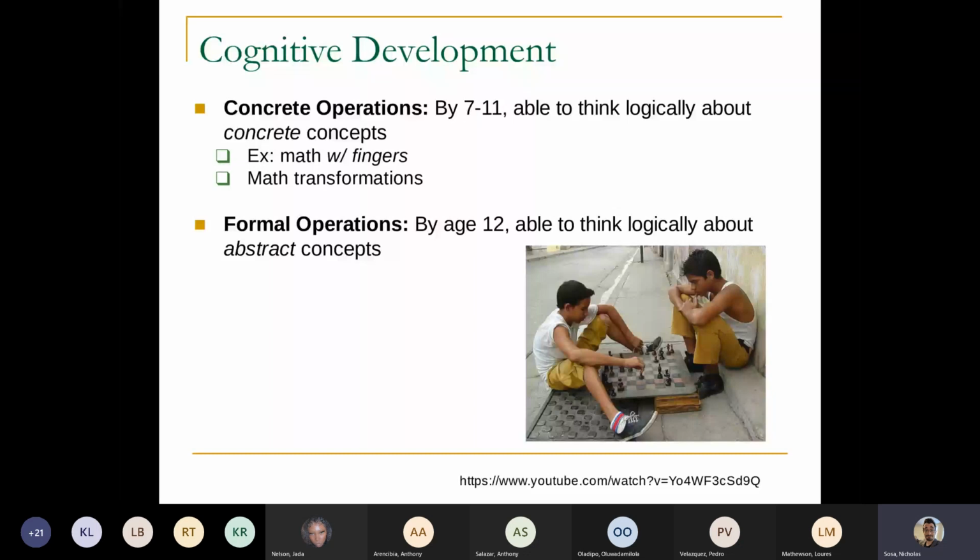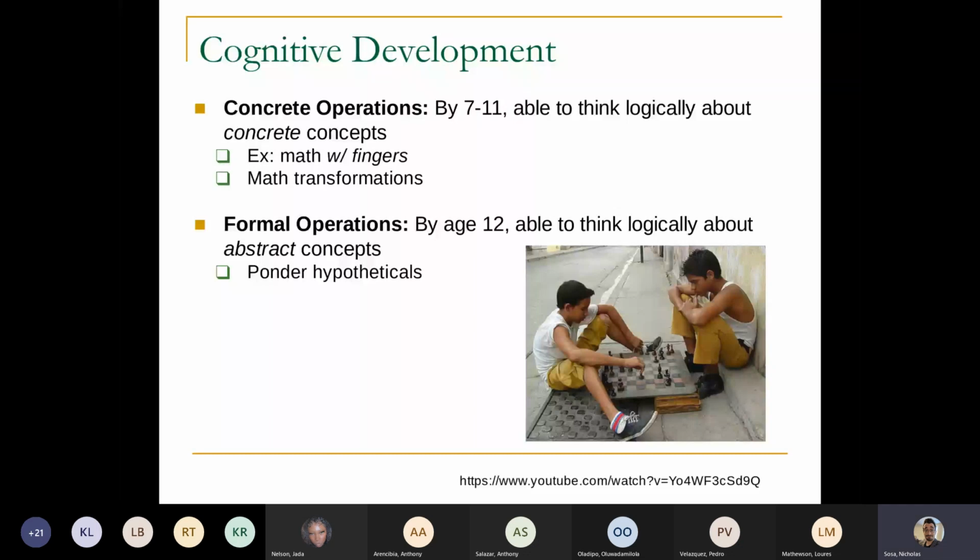In fact, it's around this time in which children start becoming really quite good at pondering complex hypotheticals, right? Hypotheticals are these what if statements where, if I engage in that behavior, then there may be some negative consequences for me in the future.